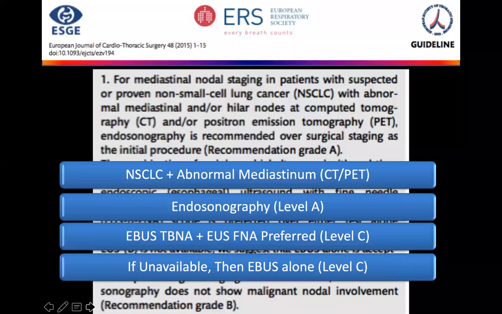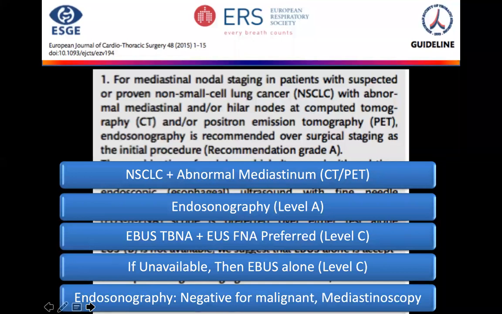If both are unavailable, an EBUS and EUS, then EBUS alone can be used for staging. So this is the first recommendation that has come out of this paper, ESGE, ERS, ESTS. Okay, can you please write this down? This is quite important. I want you to understand.